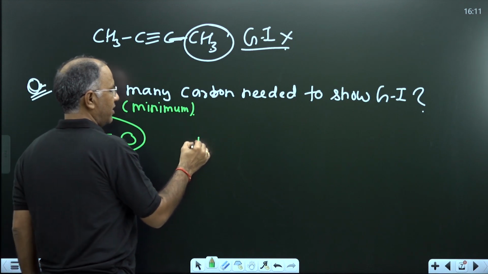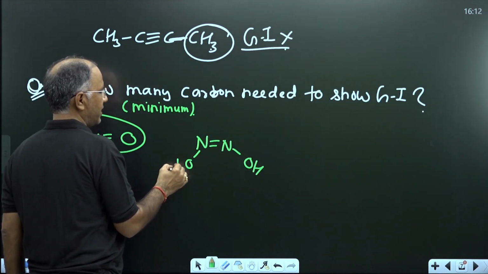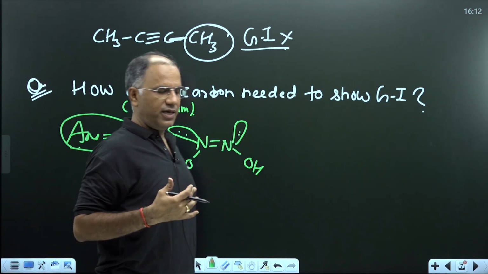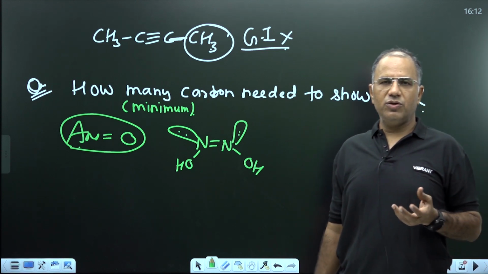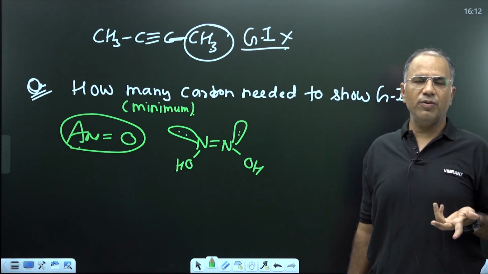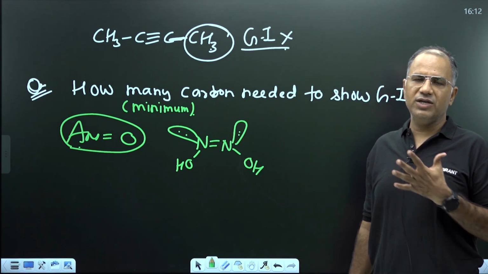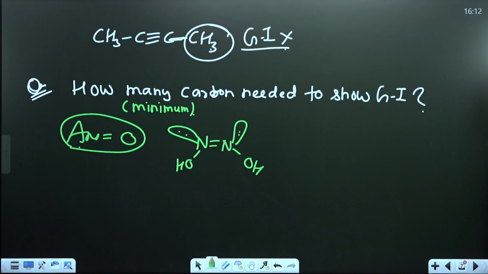Because there may be an atom other than carbon. I already took one example of nitrogen. And in inorganic chemistry, when we learn coordination compounds, they can also show geometrical isomerism. This means carbon is not necessary to show geometrical isomerism. So write this statement: carbon is not necessary to show geometrical isomerism.